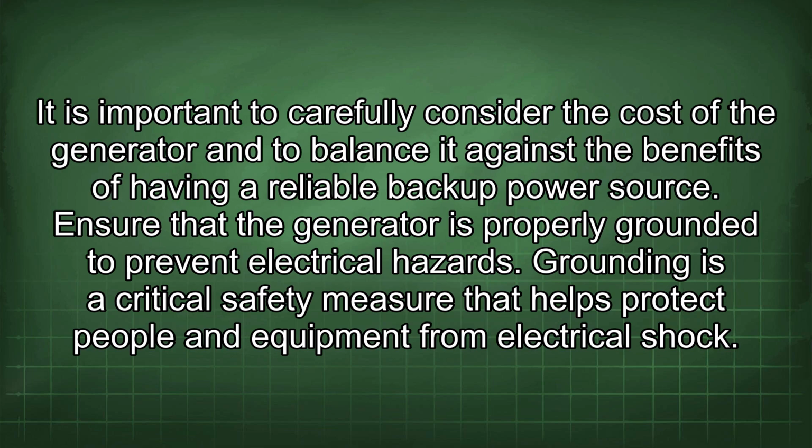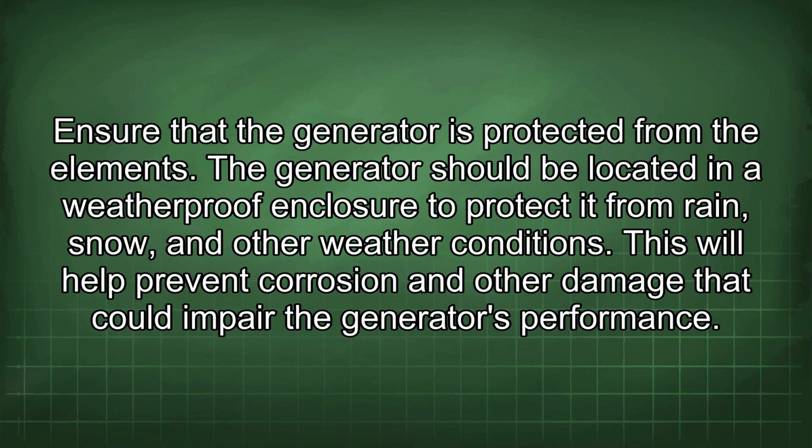Ensure that the generator is properly grounded to prevent electrical hazards. Grounding is a critical safety measure that helps protect people and equipment from electrical shock. Ensure that the generator is protected from the elements. The generator should be located in a weatherproof enclosure to protect it from rain, snow, and other weather conditions. This will help prevent corrosion and other damage that could impair the generator's performance.